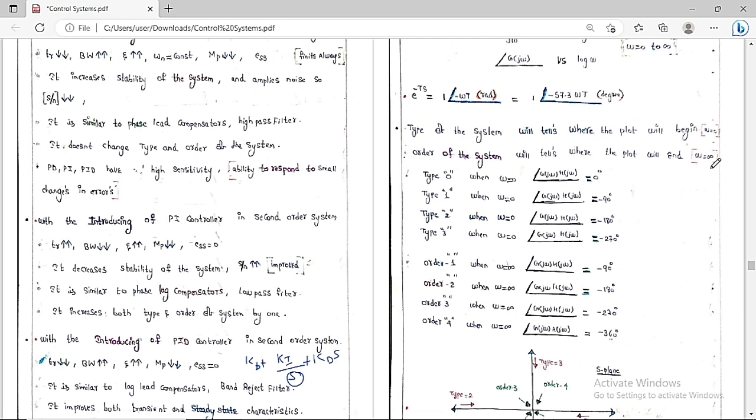So therefore we can say the type of the system will tell us where the polar plot will begin at omega is equal to 0, and the order of the system will tell us where the plot will end, meaning at omega is equal to infinity. So listen to some more things here.